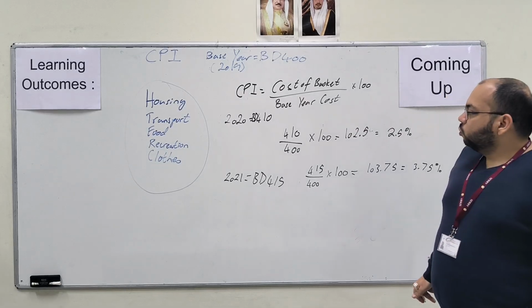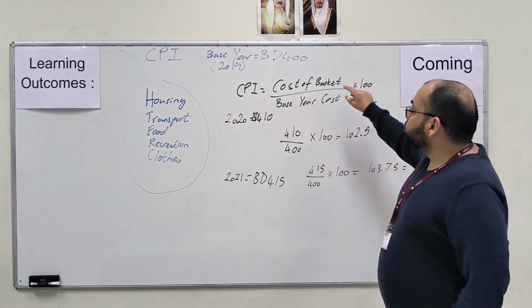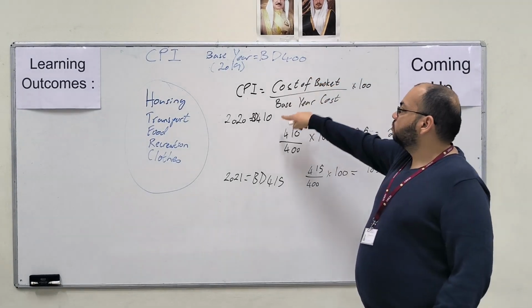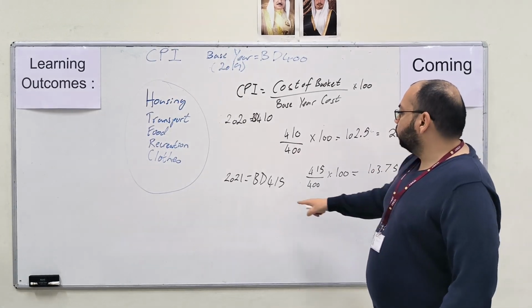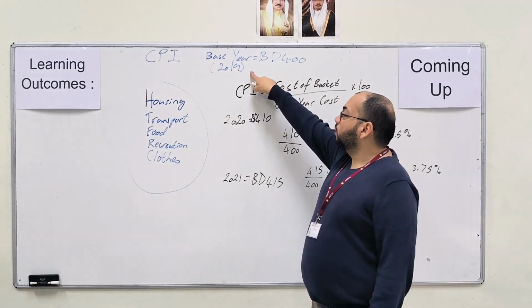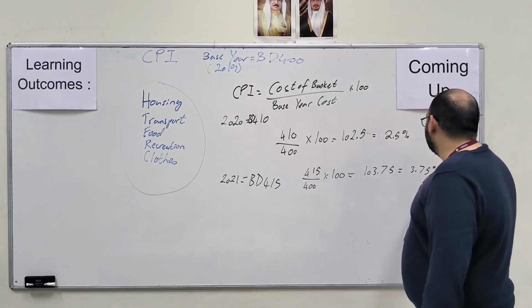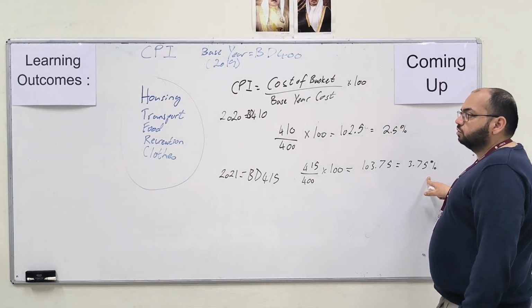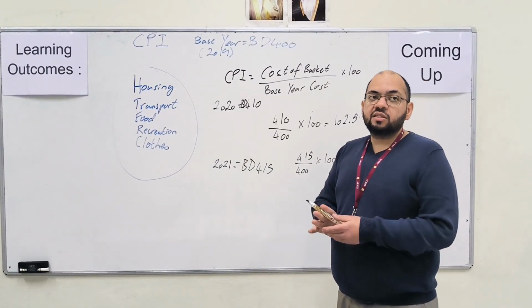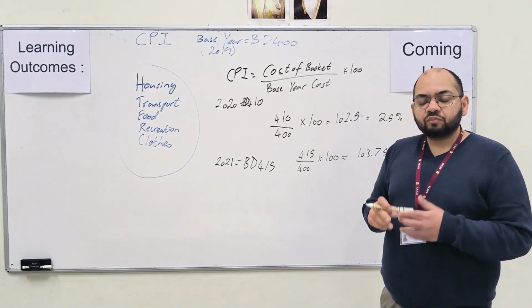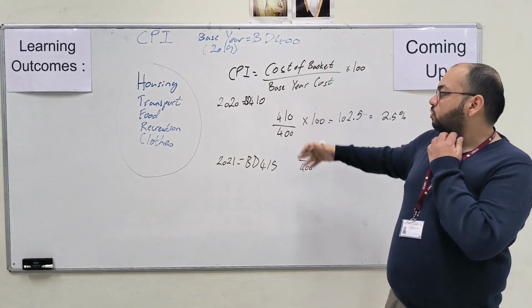3.75%. So what we've established here is that in 2020, the inflation rate from 2019 to 2020 was 2.5%. And we also established that in 2021, the inflation rate went up from 2019 to 2021. It was up to 3.75%. Okay? And that's basically how we determine the inflation rate from the base year to the next year.